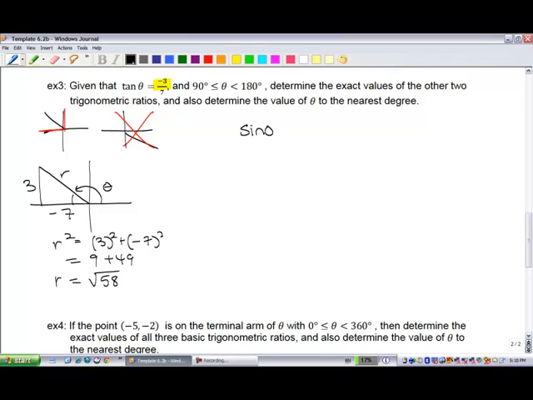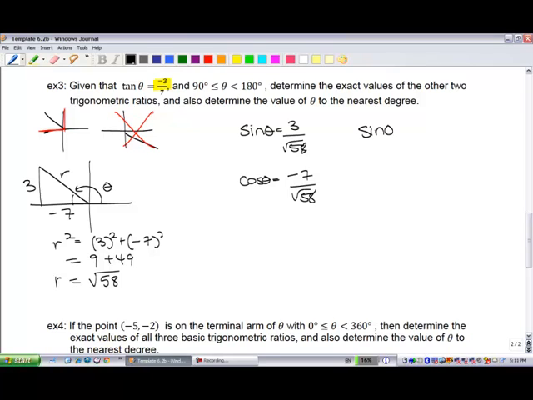So sine theta as an exact value, sine is opposite, so 3/root 58 works great. Cos theta is adjacent, so that's negative 7/root 58. And we already had tan as negative 3/7. So let's go back to the question. Determine the value of theta to the nearest degree.